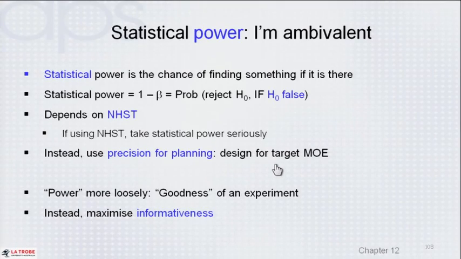Now, the word power is used ambiguously. Statistical power, which has a technical meaning, but also more loosely a sort of goodness of an experiment. And I want to separate out these two meanings of power because I don't want to use statistical power, but I do want a word for sort of goodness of experiment, and I've decided to use informativeness. Bit of a mouthful, but I still haven't come up with a better one. And so I want to discuss how we make our experiments very informative, because that really matters, and then how we plan them using precision. But first I'll just say a whisker about power.